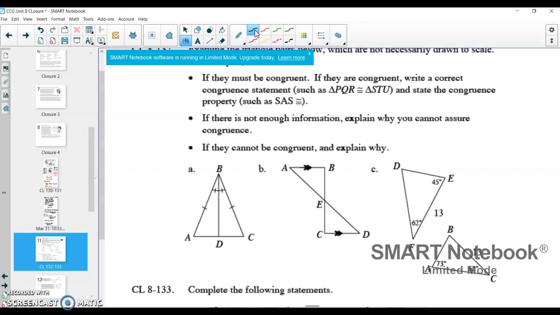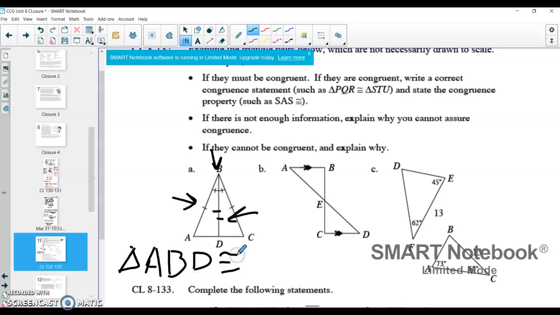A has angles here that are congruent, a pair of sides that are congruent, and it has a shared side right here. All right, and if I look at this, it goes side, angle, side, and side, angle, side is one of our types of congruence. And so what we have here is that triangle ABD is congruent to triangle CBD, and they are congruent through side angle side congruence. And that's part A.